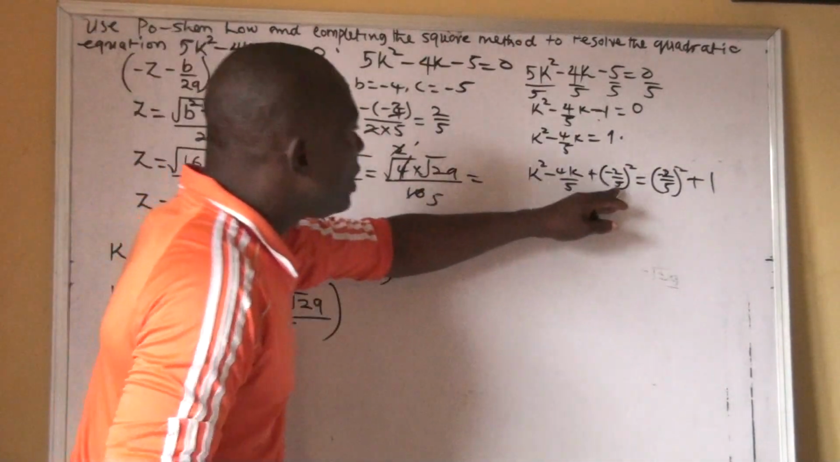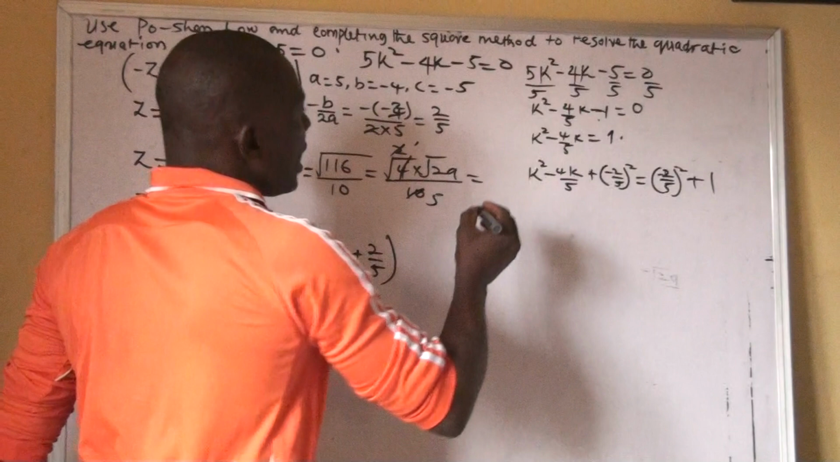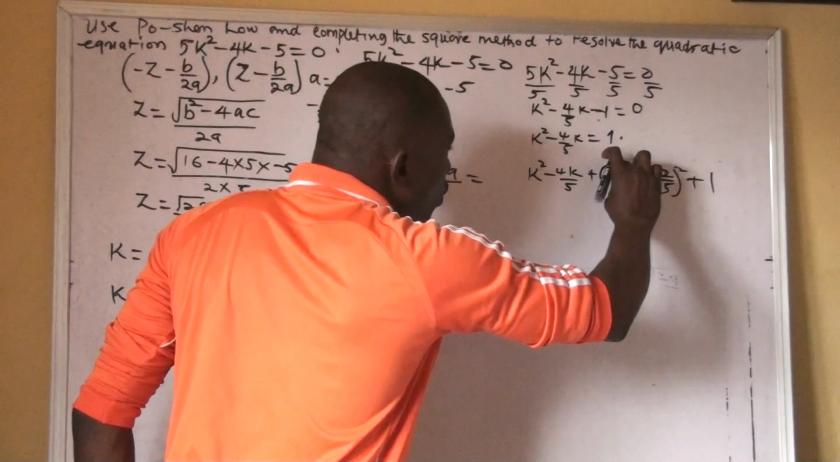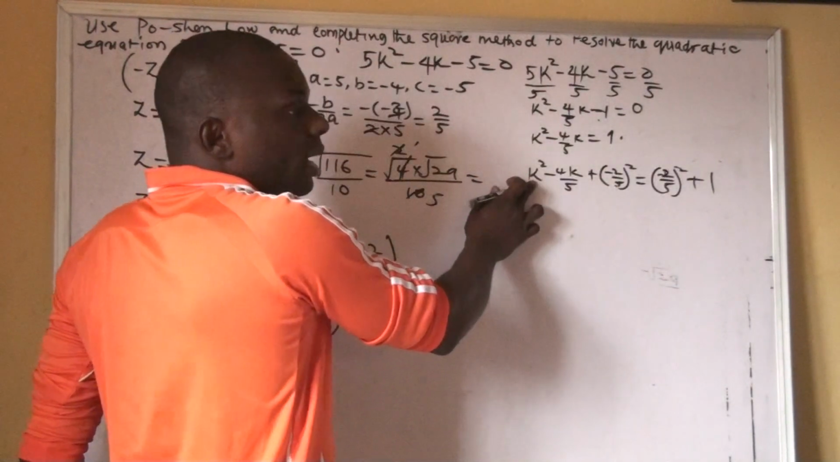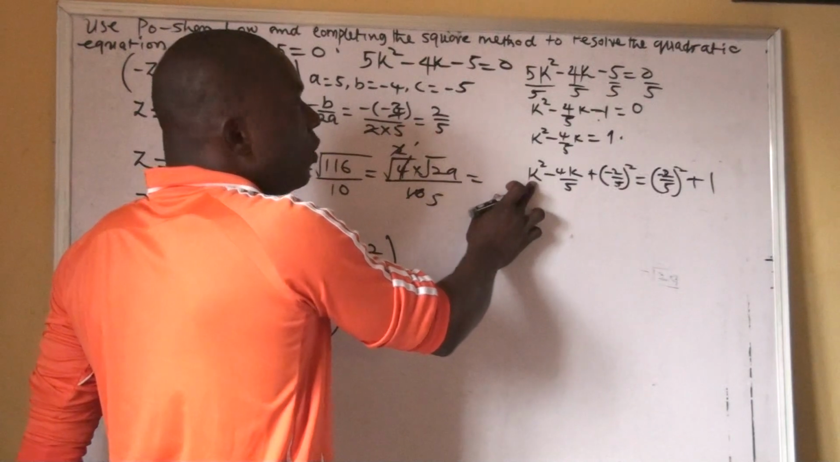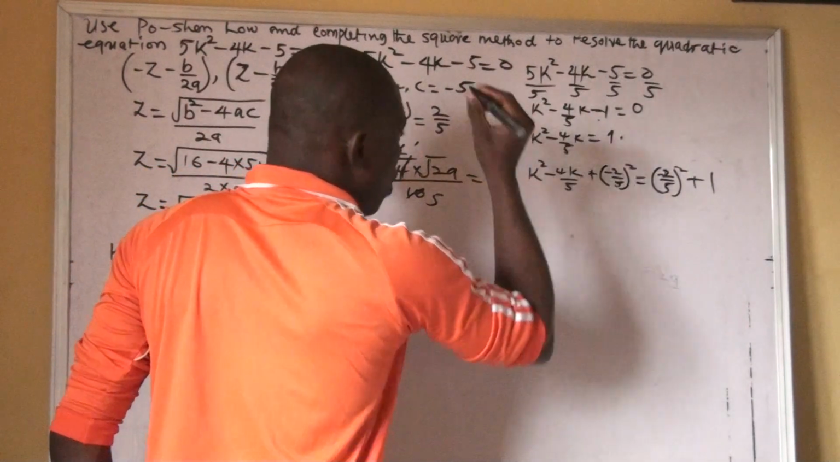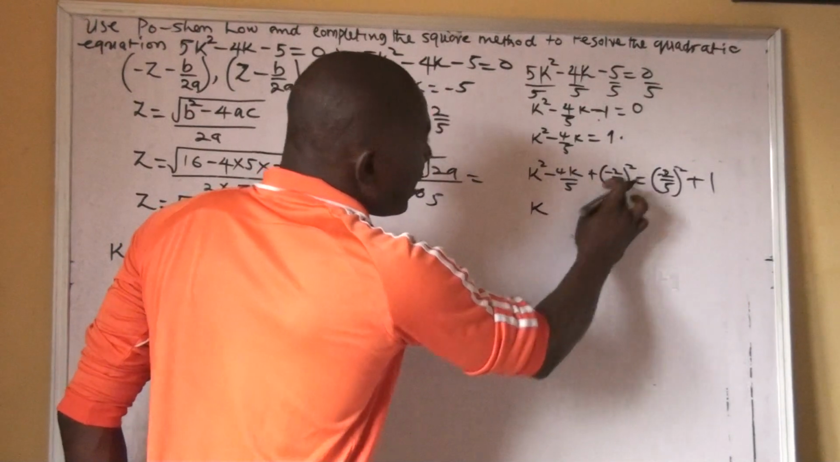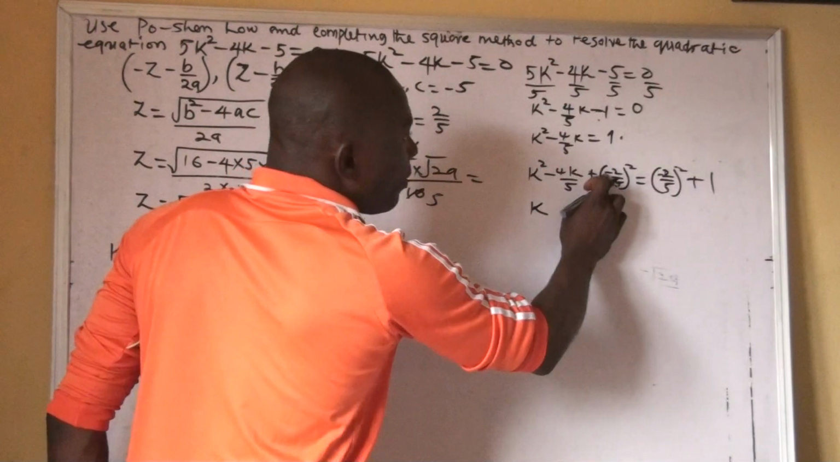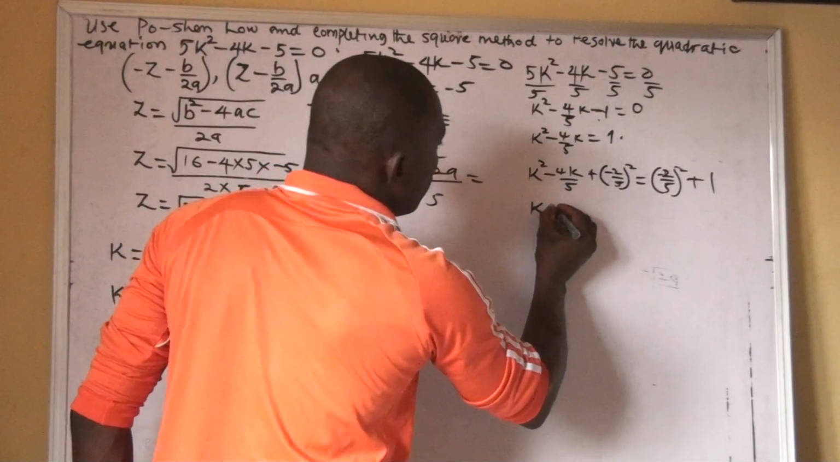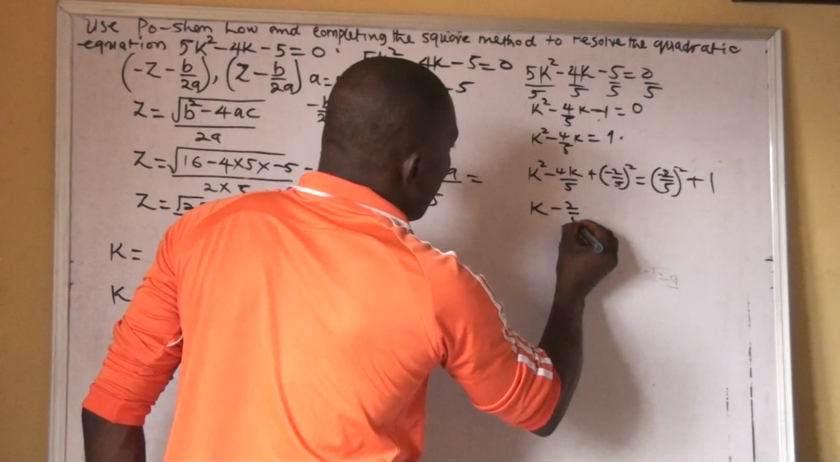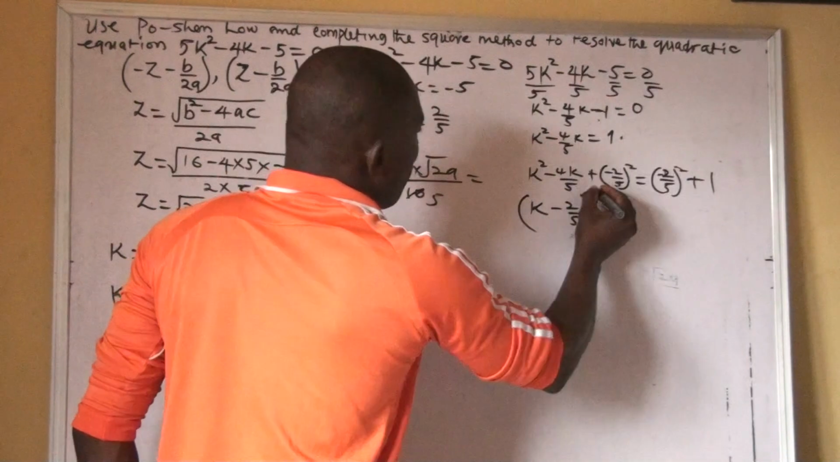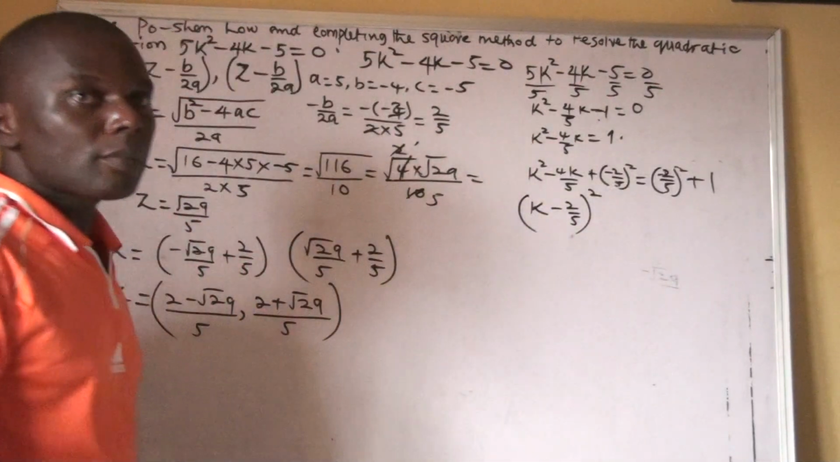And once you come to this place, all you need to do here is pick the unknown. The unknown in this expression, what we are looking for, is k. So you pick k here. And what is in this bracket? Ignore the square. Minus 2 over 5. So minus 2 over 5 in this form, and you put a square here.